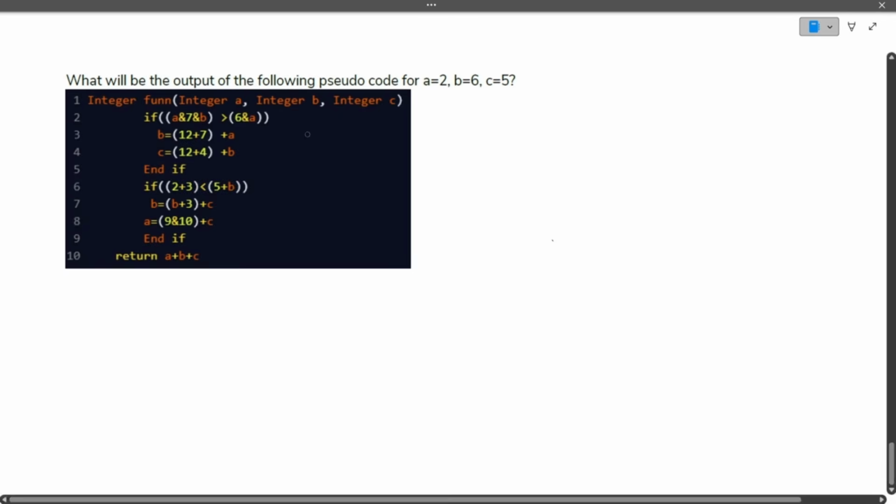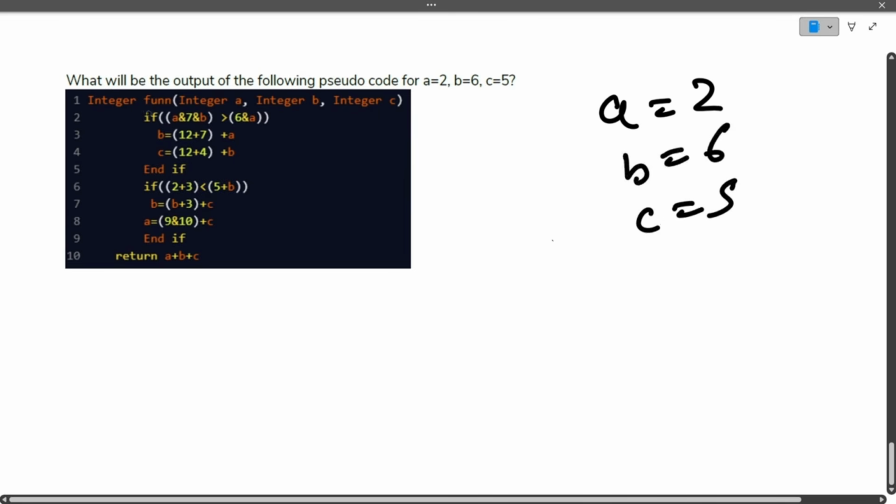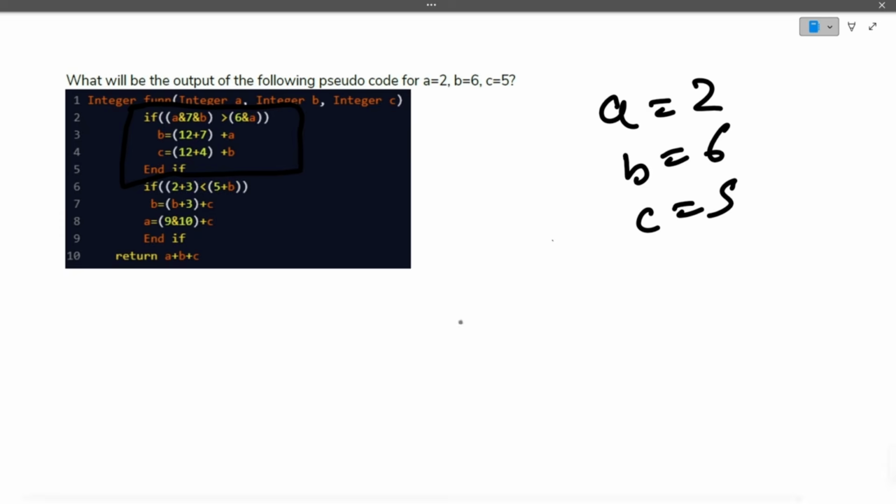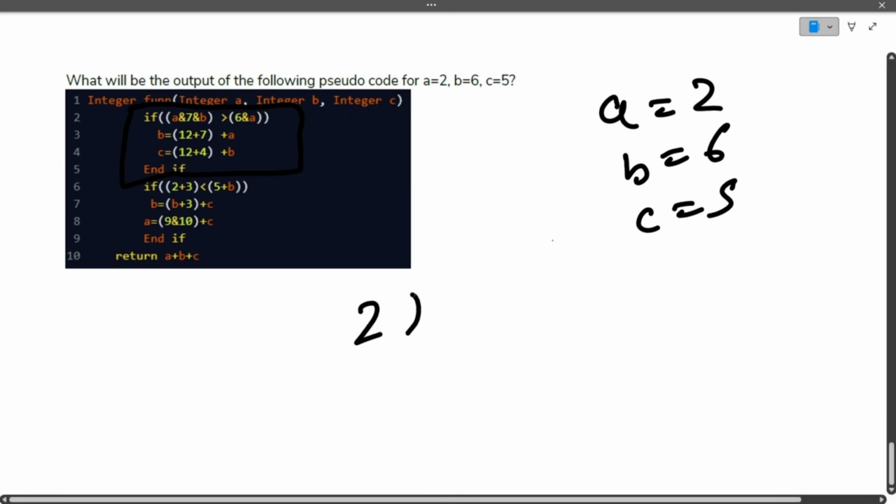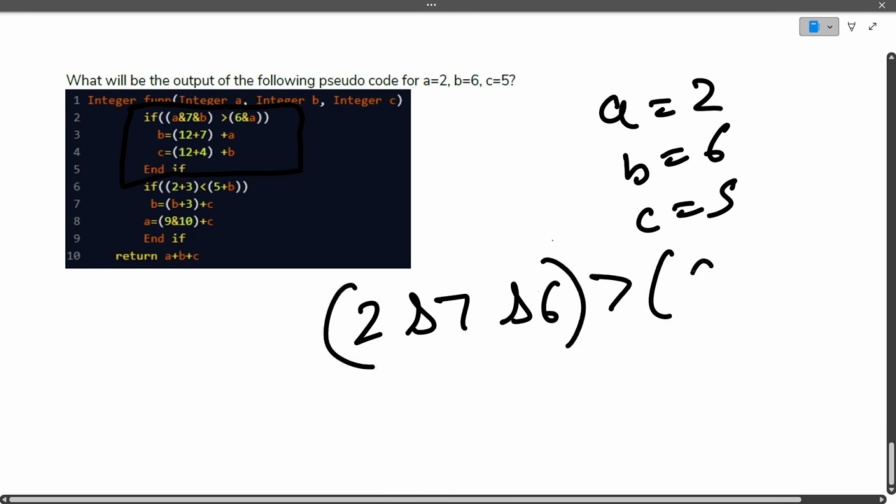Okay, so guys, the last pseudocode for this video is, we are given again a is 2, b is 6 and c is 5. So this if condition we are given: if a and 7 and b is greater than 6 and a, and 6 and a. Okay, so this condition, first of all, we have to check.